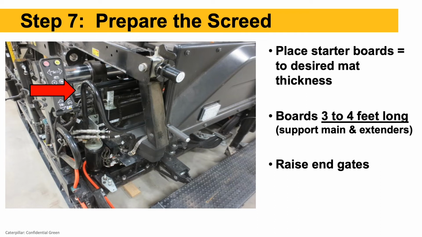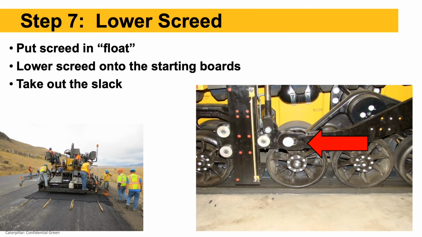And at this time, we also want to raise our end gates up. We don't want the end gates digging into the grade, but we do want them on the joint if we are joint matching. Step 7, we lower the screed. So we do that by putting it in what we call float mode.